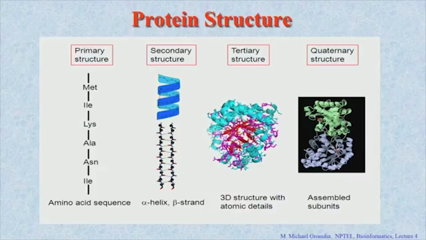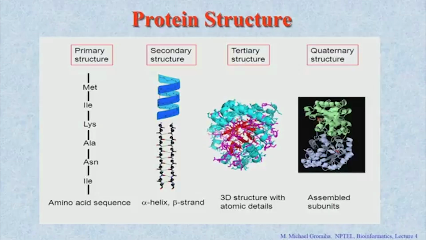When you look into protein structures, there are various levels: primary structure, secondary structure, tertiary structure and quaternary structure. I will just mention these names now and we will discuss the details in the next class. What is the primary structure? Primary structure deals with the combination of amino acid residues. The first residue is methionine, the second is isoleucine, the third is lysine, right. You can get this information and go to the next level.